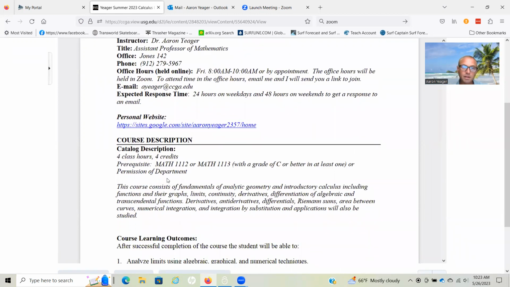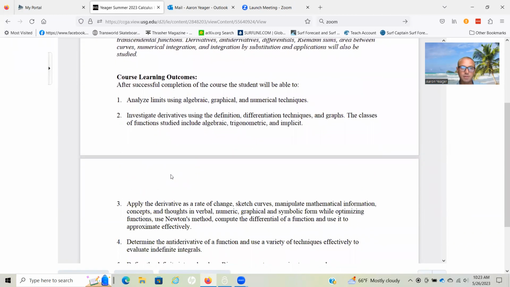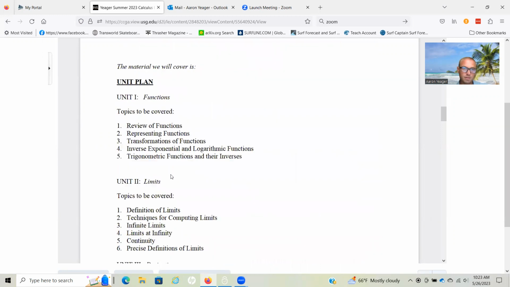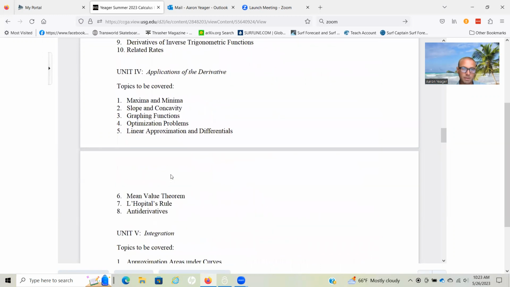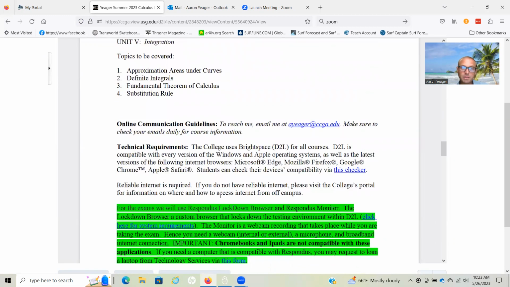The course is over calculus, which is sometimes called analytic geometry, and this is all the stuff that we're going to be covering. At the very end is integration. Everything will be online, even the exams.